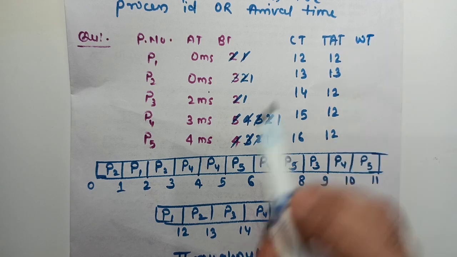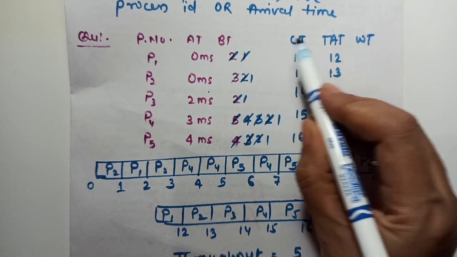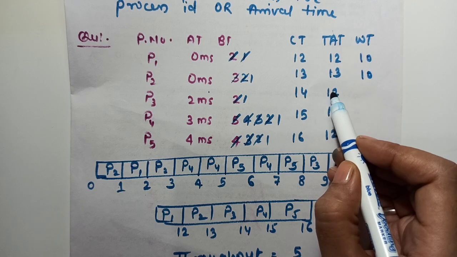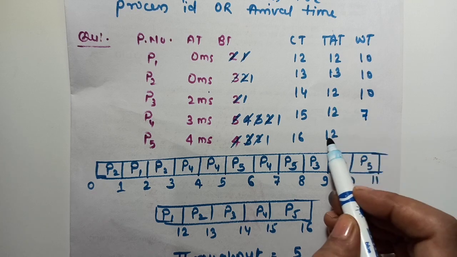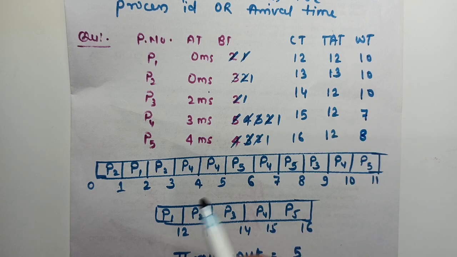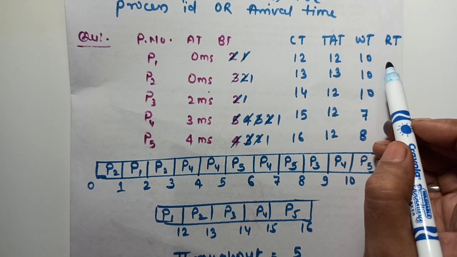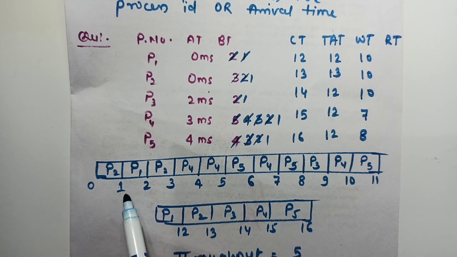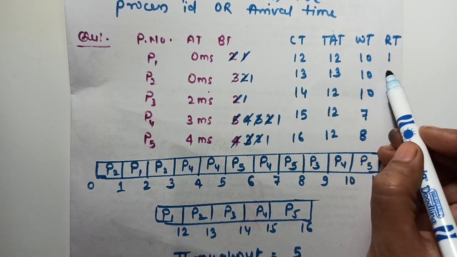Then what about the waiting time? Turnaround time minus burst time. So 12 minus 2, 10, 13 minus 3, 10, 12 minus 2, 10, 12 minus 5, 7, 12 minus 4, 8. We can calculate the response time also here. What is the response time? See, the process P1 has arrived at time 0, but it has been assigned at time 1. So 1 minus 0 is 1. Process P2, it is 0.